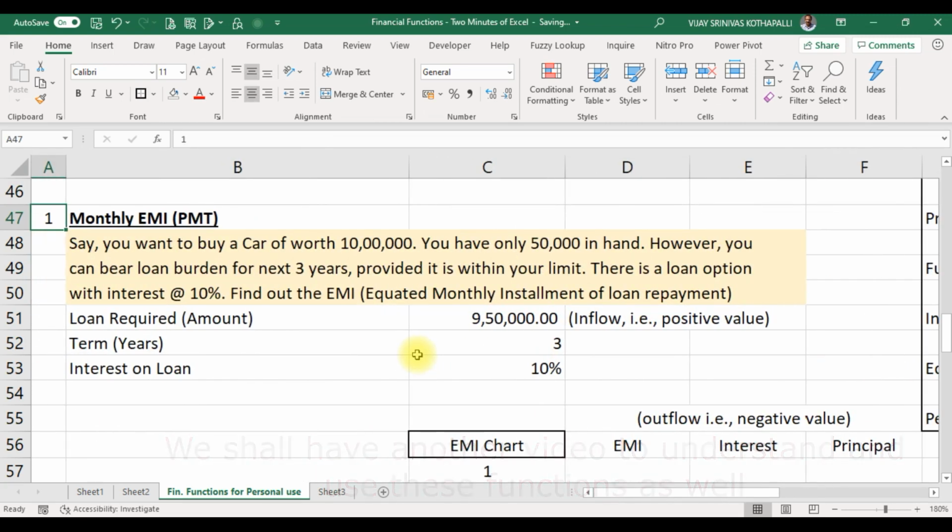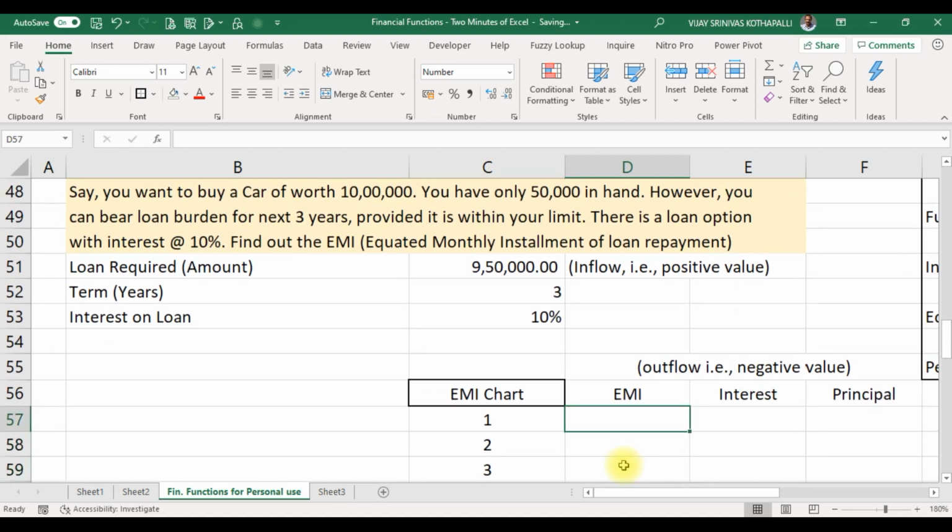To start with, let's have this function where I want to find out the monthly EMI I need to pay if I have to buy a car worth 10 lakhs over a period of the next 3 years, wherein the loan interest is around 10%. I want to find out the EMI, so PMT is the function to calculate.